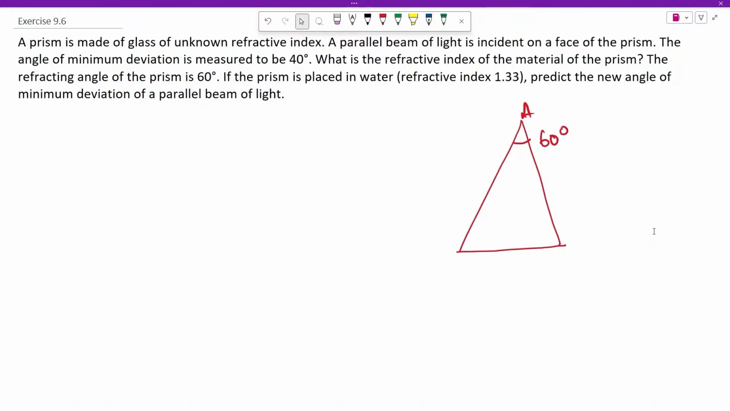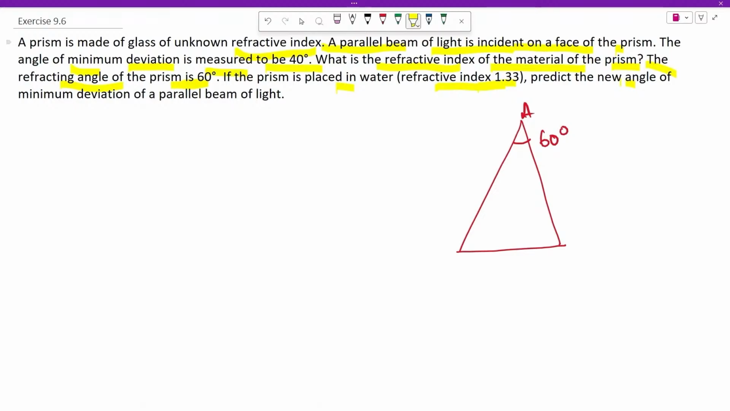The question is saying that a prism is made of a glass of unknown refractive index. A parallel beam of light is incident on the face of the prism. The angle of minimum deviation is measured to be 40 degrees. What is the refractive index of the material of the prism? And the refracting angle of the prism is 60 degrees. If the prism is placed in water, refractive index of 1.33, predict the new angle of minimum deviation.